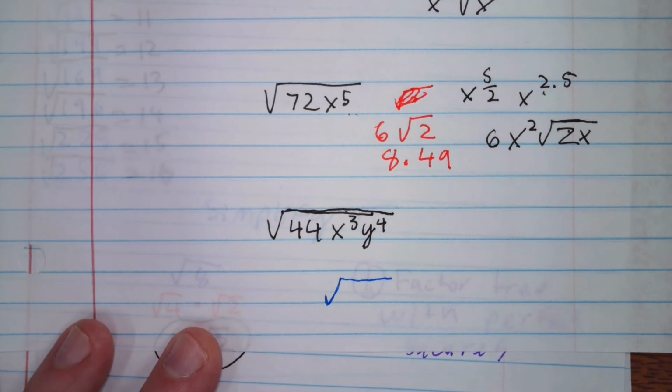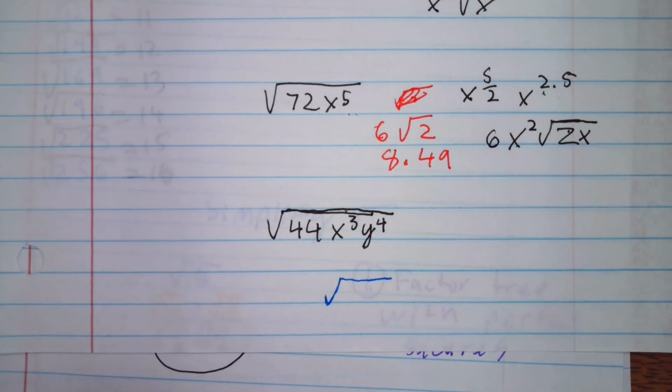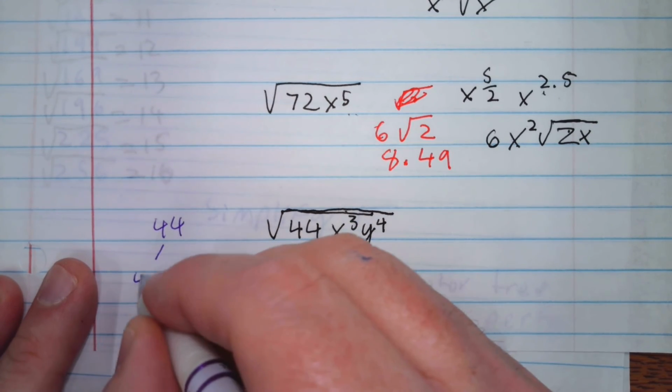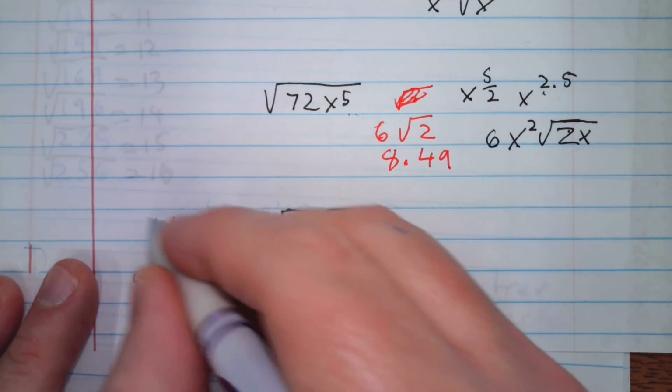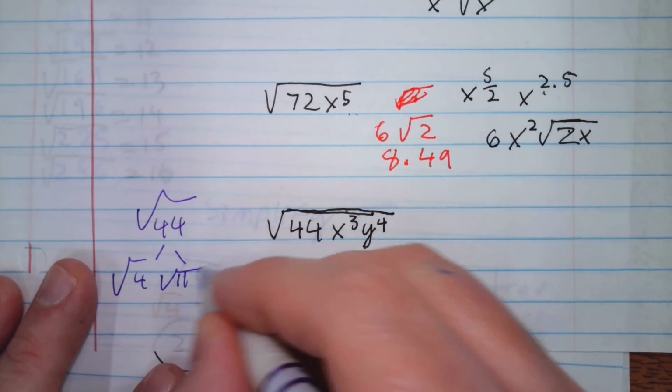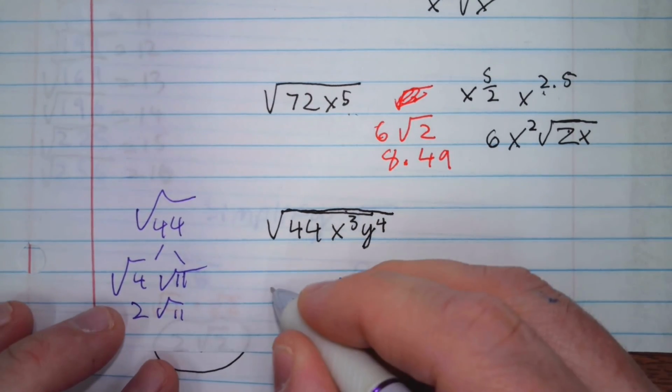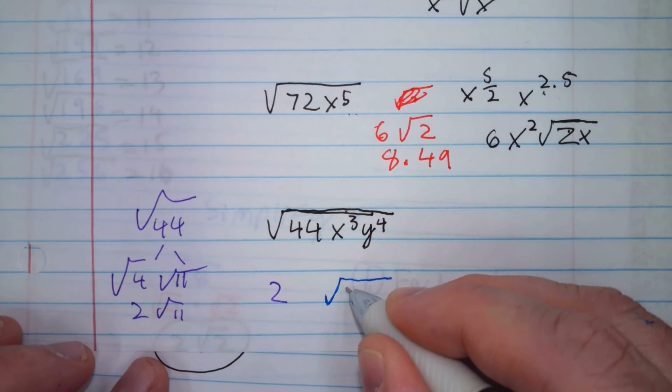Hopefully when you put that in the calculator, or even if you don't put that in the calculator, it's just 44 is 4 times 11. So it's 2 radical 11. So I'm going to put a 2 on the outside. I'm going to put 11 on the inside.